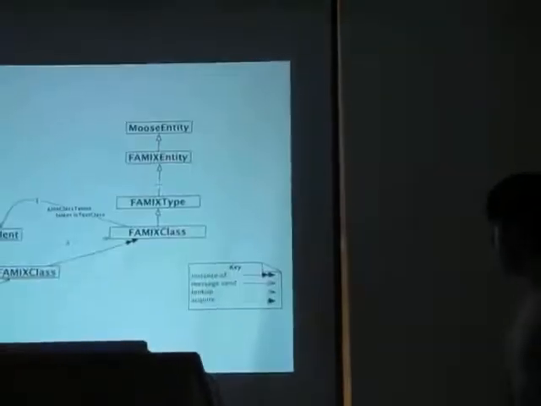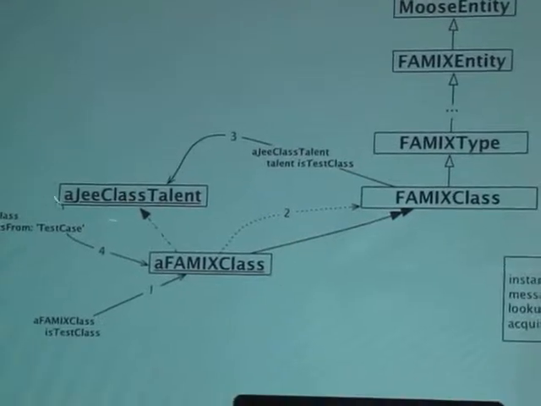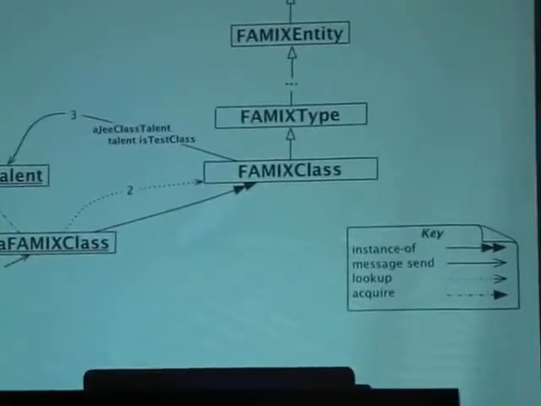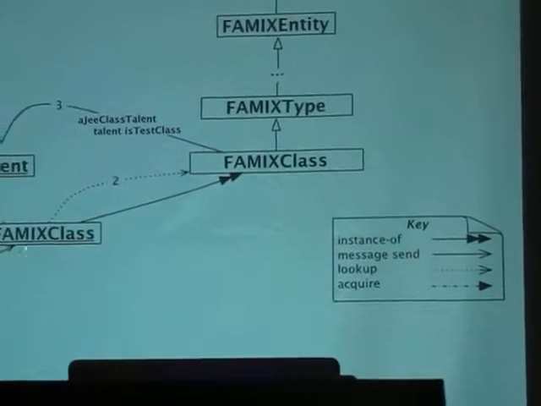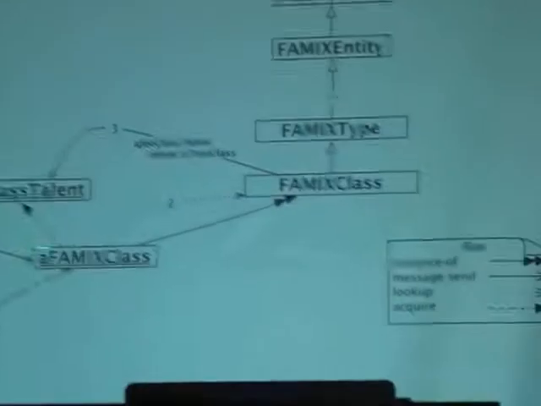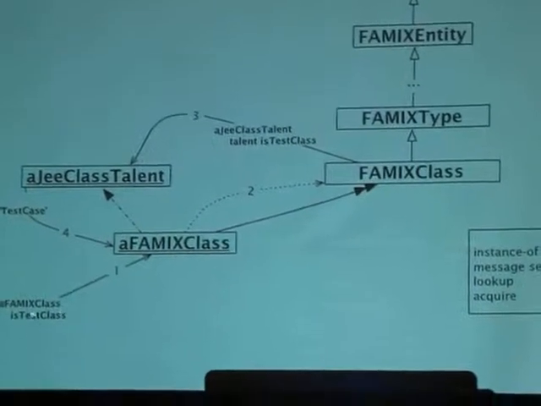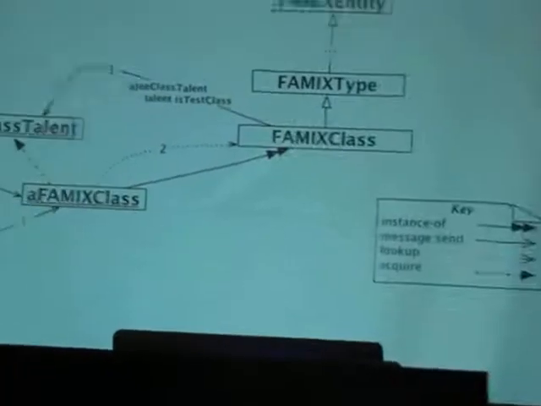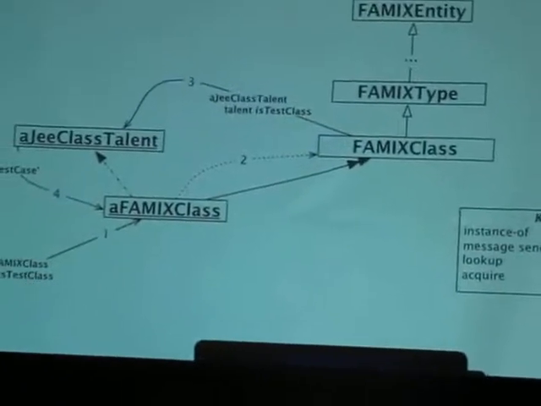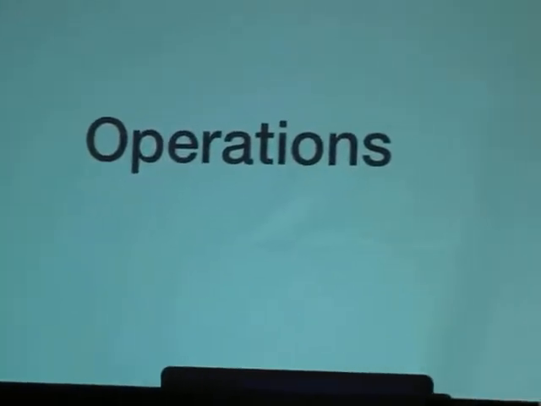In the case of this particular problem, we're going to define a J2EE class talent. It's an object which provides an implementation of isTestingClass. When we apply it to a Famix class, which is an instance, it is going to evolve to have that particular behavior, isTested. So it receives the message and delegates to the talent, and then the talent implements something that's not defined in the class. Is that okay? Good.